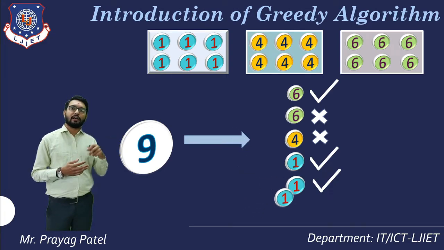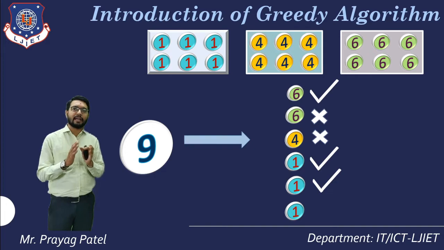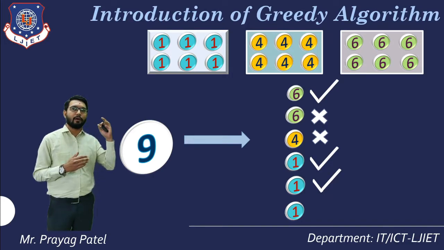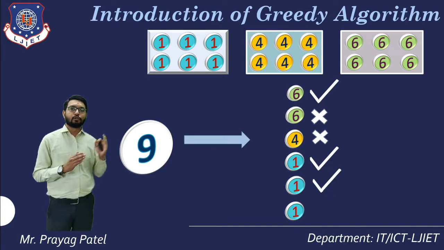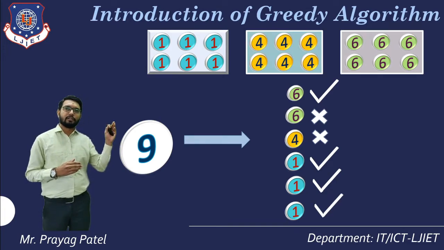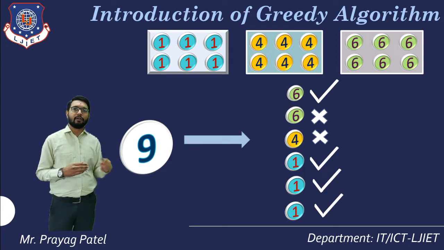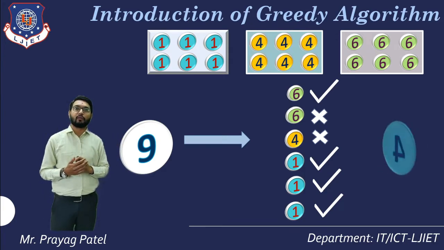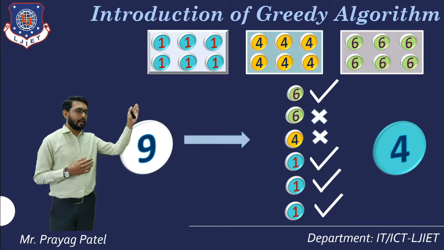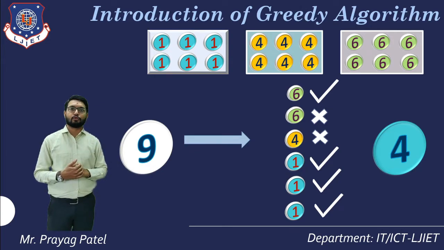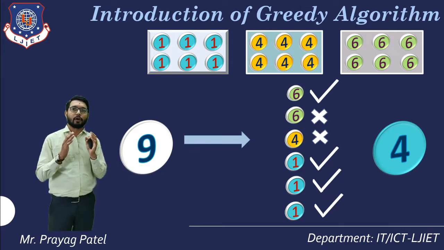So here next is another coin of 1, because each and every time you check for 6, then check for 4, then check for 1. But you start the checking from the highest number. Highest number means near to your goal state. So here the choice is 6, then 1, then 1, then 1. That means the total number of coins required is 4, because 1 coin of 6 and 3 coins of 1. So the total number of coins required for making change for 9 is 4.